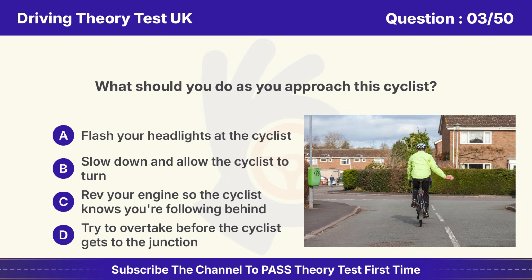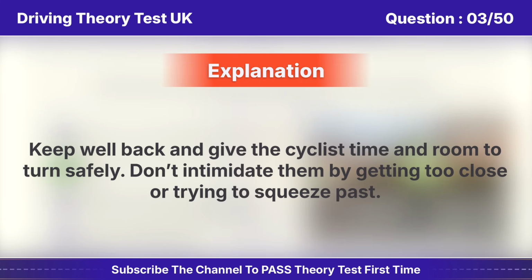Question 3. What should you do as you approach this cyclist? Answer is B. Slow down and allow the cyclist to turn. Keep well back and give the cyclist time and room to turn safely. Don't intimidate them by getting too close or trying to squeeze past.